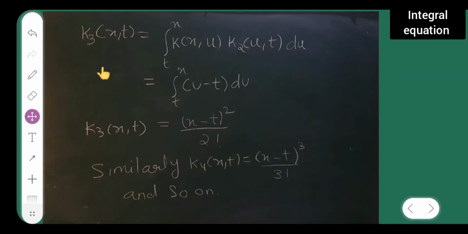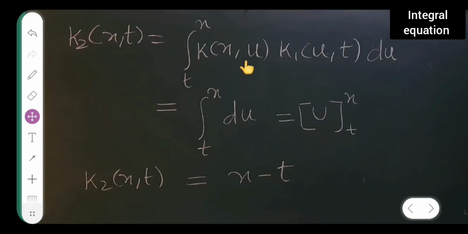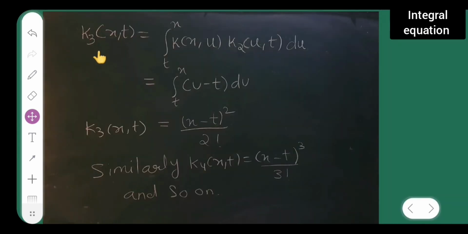Now I will do k3(x,t) = ∫ from t to x k(x,u) k2(u,t) du. For k2 it was k(x,u) into k1(u,t), but this is my k3(x,t), so k(x,u) into k2(u,t) du. Now this is equal to the integral from t to x. The kernel k(x,u) is nothing but 1, and what is my k2(u,t)?